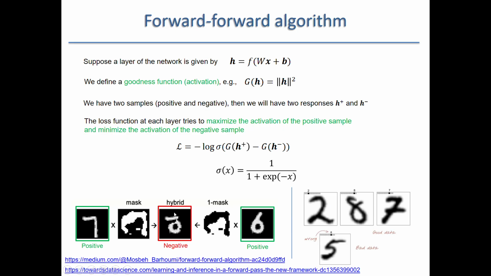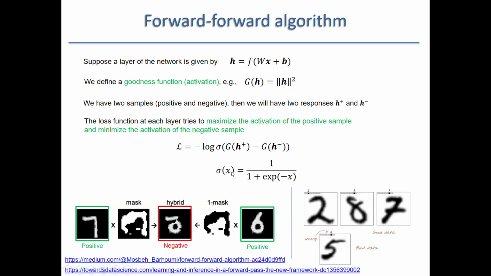And then let's say that you have a layer of the network that in general can be represented like this, and we define the goodness function of the activation as this one. So if it has a lot of energy or less energy. So now we have the two responses, one to the positive example, another one for the negative example. So the loss function at each one of the layers tries to maximize the activation of the positive sample and minimize the activation of the negative example.